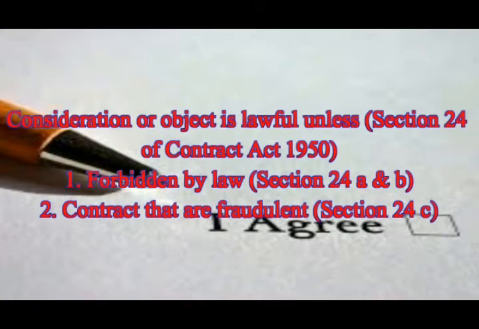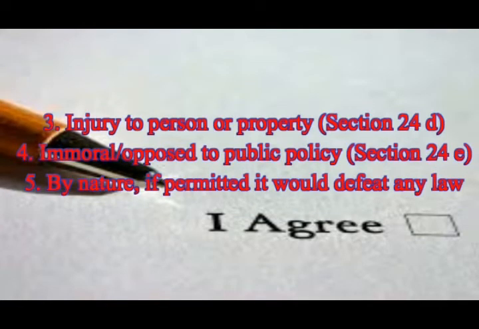According to Section 24 of the Contract Act 1950, the consideration or object is lawful unless it is forbidden by law, in Section 24A and B. The second is contracts that are fraudulent, in Section 24C. The third is injury to person or property, in Section 24D. The fourth is immoral or opposed to public policy, in Section 24E. And the last one is by nature, if permitted, it would defeat any law.